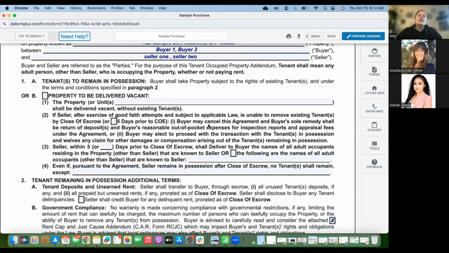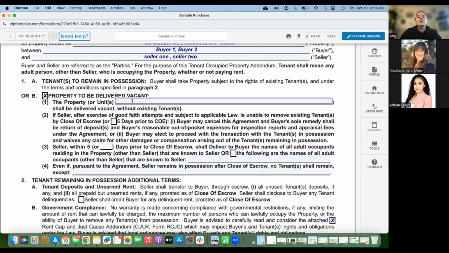1B is the property to be delivered vacant. So if the tenants are going to be out before or upon the close of escrow, we would check this box here. Otherwise, it defaults to tenants are going to remain in possession. The property or unit: if you've got a 2-unit, like a duplex, and the buyer intends to occupy one of the units, but not the other one, then we would specify here which unit should be delivered vacant.